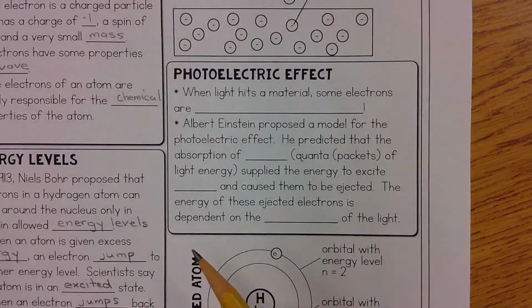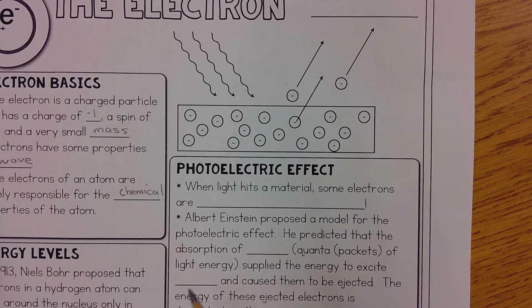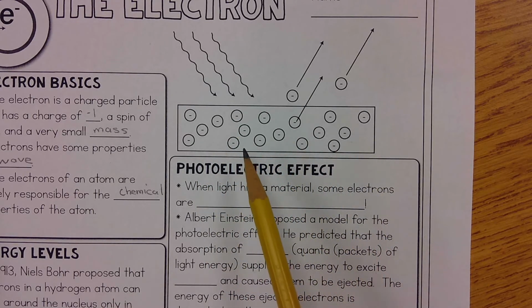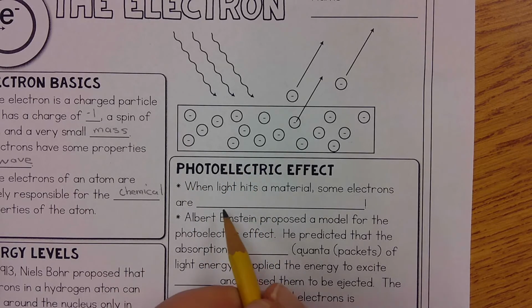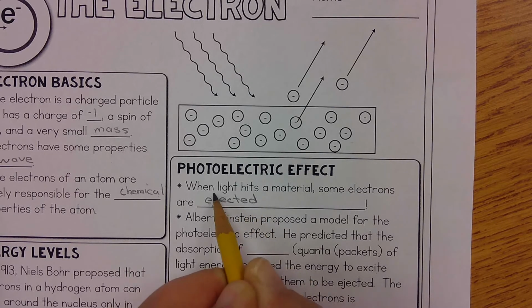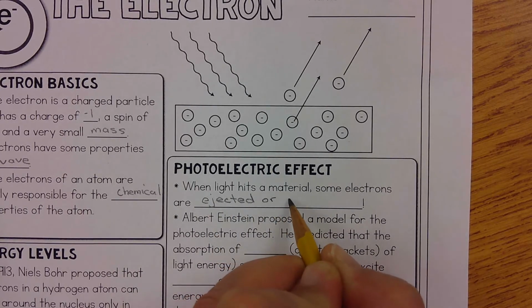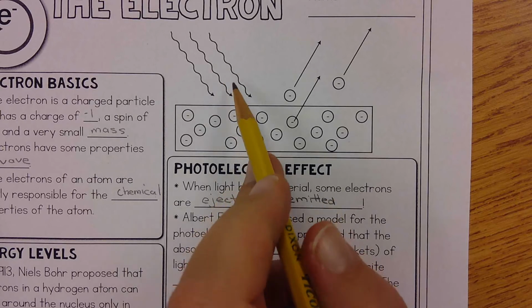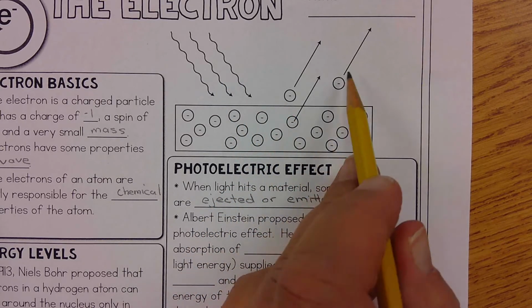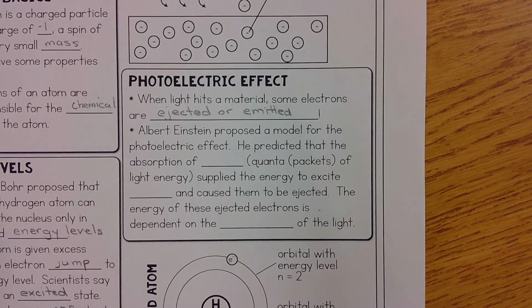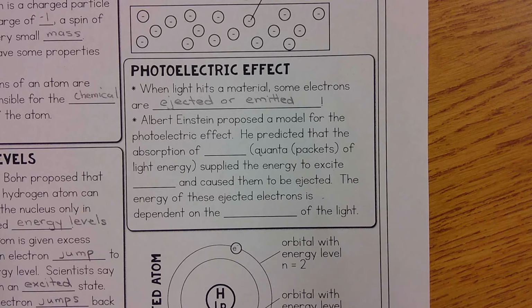So let's go back and talk about that light and exciting the electrons. So when light hits something, so this is the desk, say, or something, right? Some electrons are ejected off the surface. Some places you'll hear the word emitted used. So you can see light is hitting this surface, and those electrons are jumping off, right? Albert Einstein did a lot of studies with this. It's called the photoelectric effect.